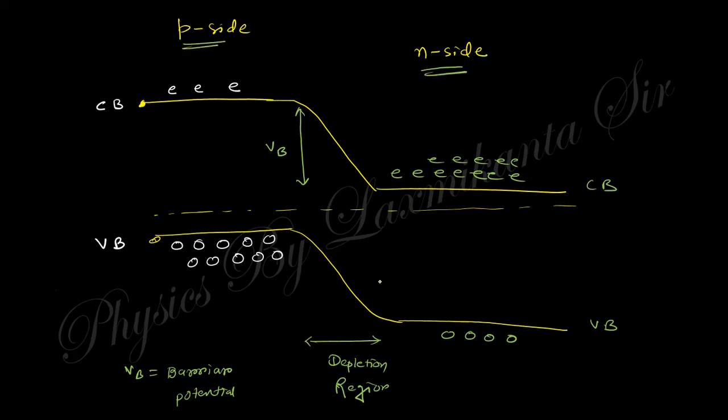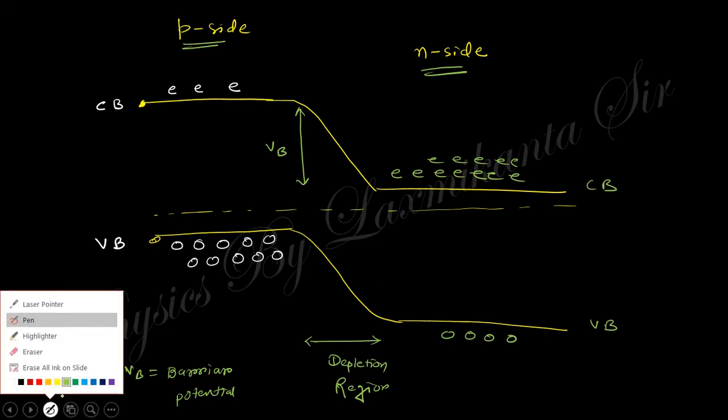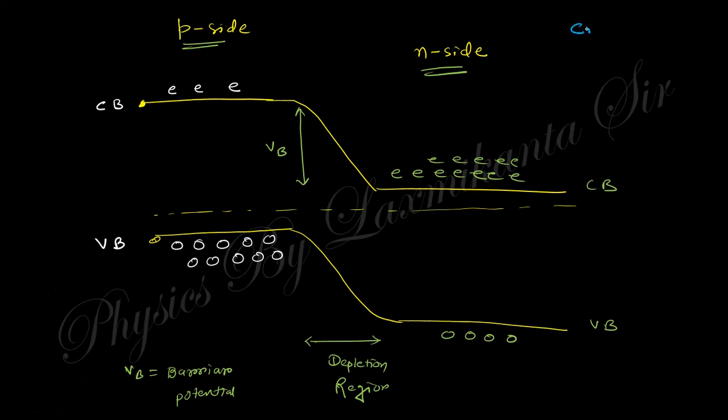So how the PN junction is formed, I think you are clear about the formation of the PN junction. And the PN junction circuit symbol will be like that, a triangle and a bar. This bar is the n side and this triangle is the p side. So this is the circuit symbol of a PN junction.